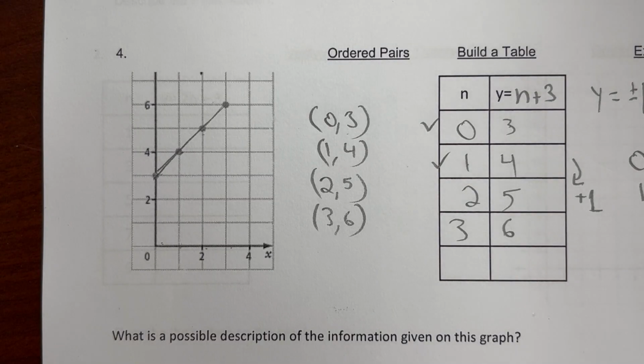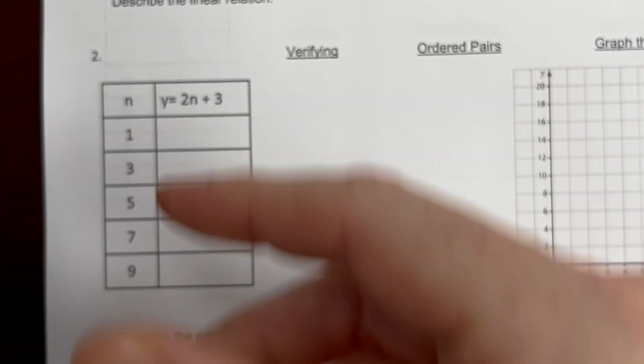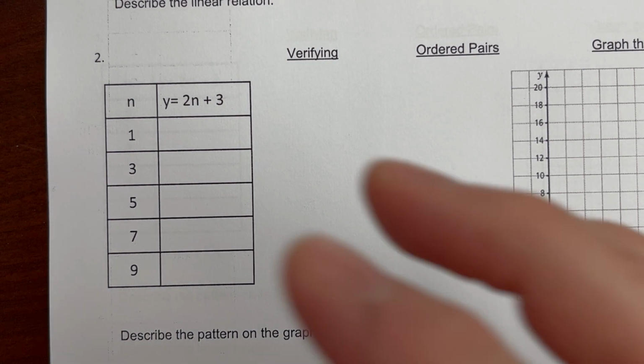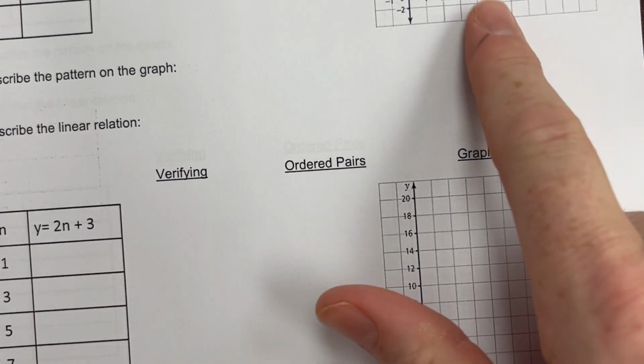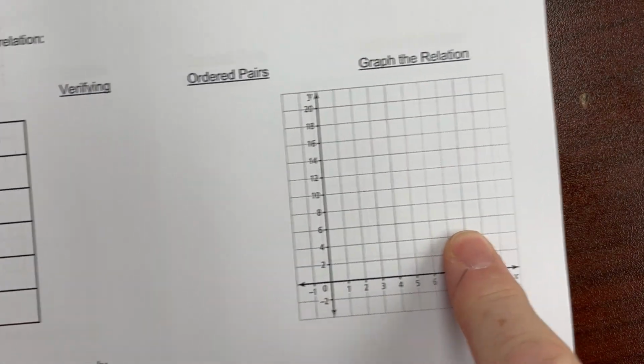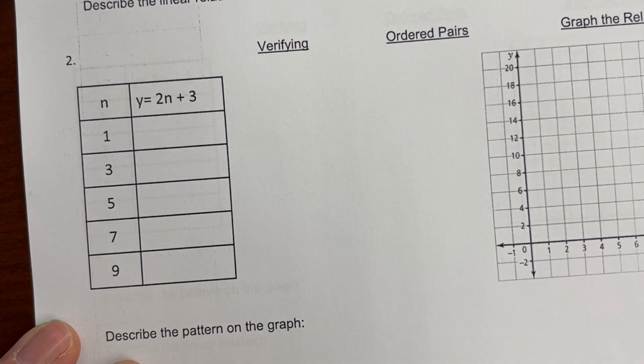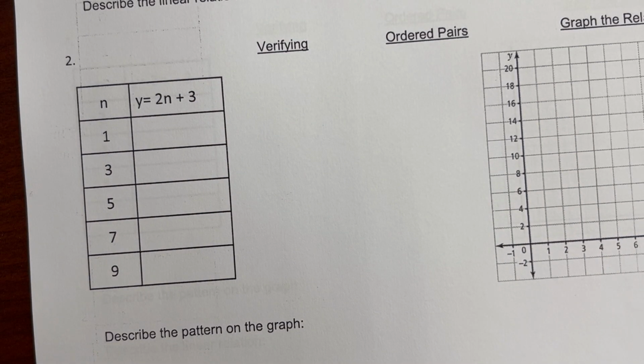So that's how we graph linear relations. How we can go from a table to a graph, or how we can go from a graph back to a table and discover what the relationship is, shown through an expression.